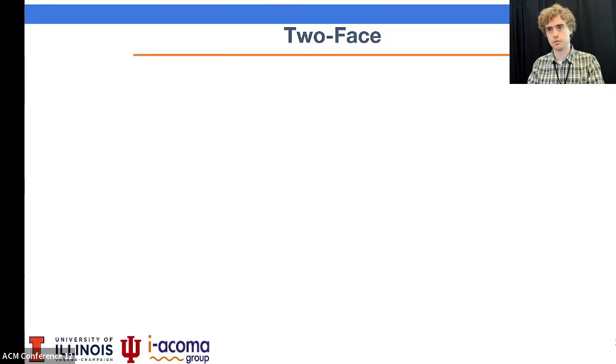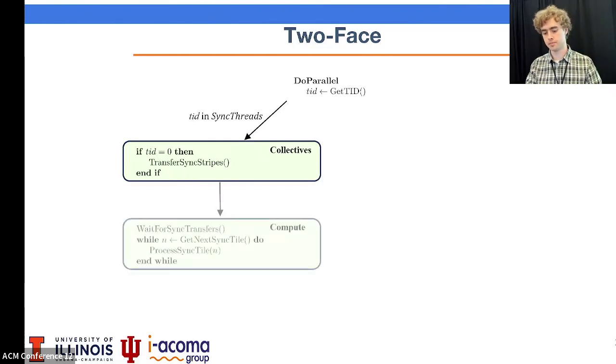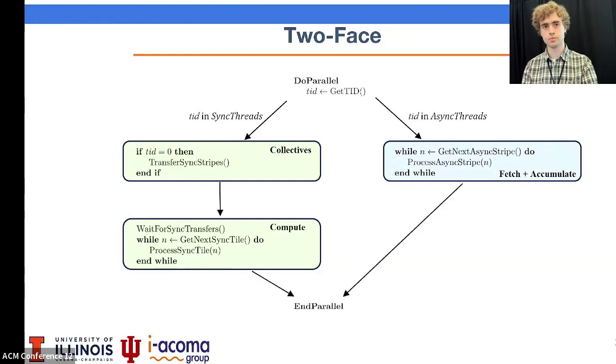Two-phase itself is a parallel algorithm where some threads begin their execution by issuing a whole bunch of collectives for the sync communication. And then once these collectives complete, they perform a local computation on the received data, while simultaneously other threads issue, in sequence, fetch requests to remote nodes, followed by local accumulation, followed by more fetch requests. And by performing this with several threads, we can overlap communication and computation. Once both of these halves complete, we've completed our SPMM operation.